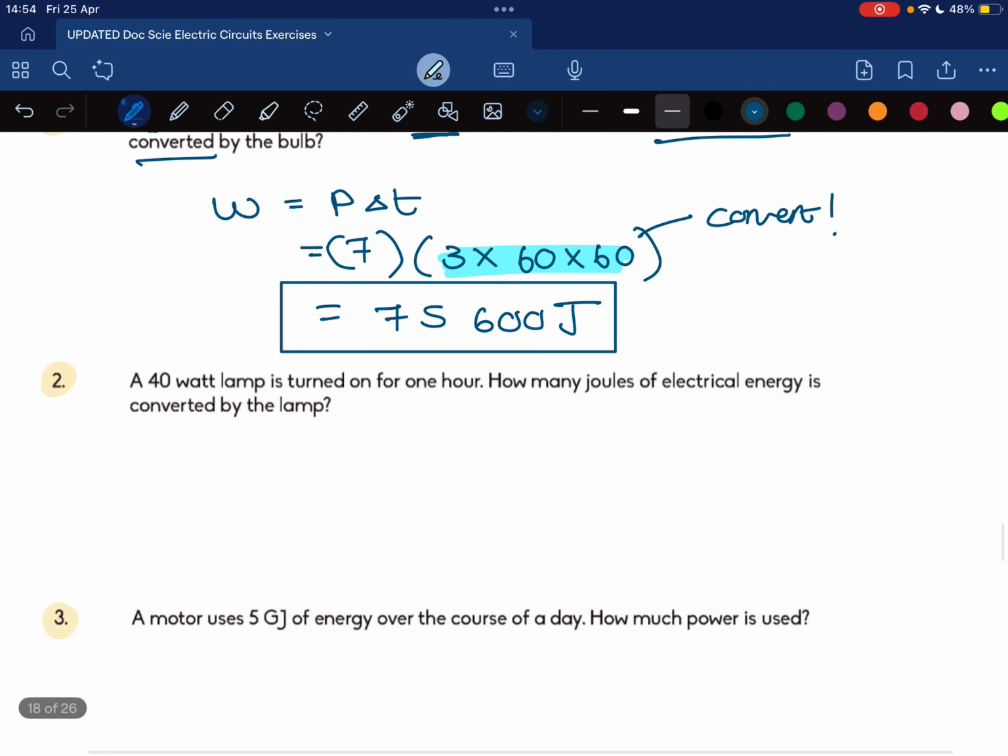Okay, let's look at number 2. It says a 400-watt lamp, so they said 40 watts is power, is turned on for 1 hour. So there's time and it's an hour, so you have to convert it. How many joules of electrical energy is used? Again, W is equal to P delta T.